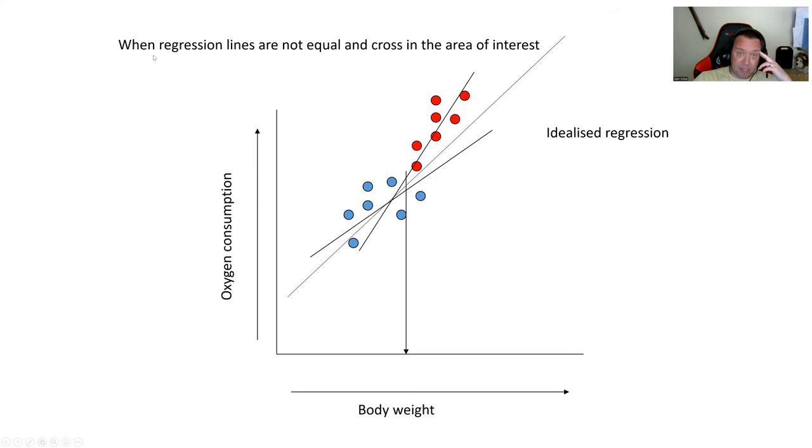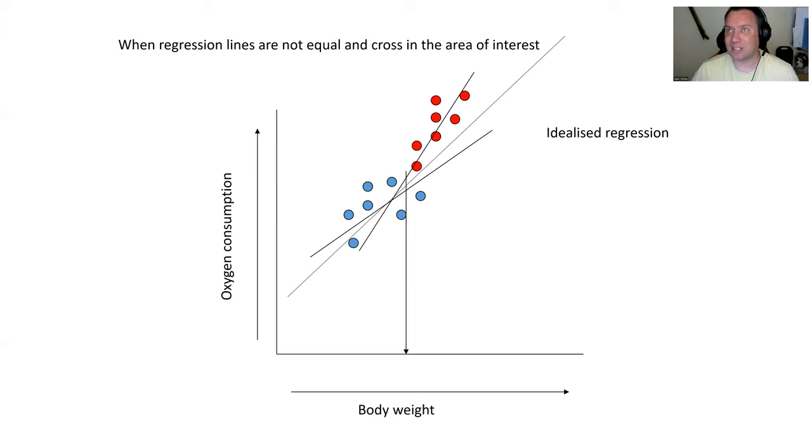Now, obviously, I've mentioned already that you can have a problem if the regression lines are not equal and they cross in the area of interest, because then your idealized regression line is really not that ideal. It's quite a long way from each of them. And that means that the relationship between the body weight and your variable of interest, energy expenditure, oxygen consumption, is different. And if it's different, that's a problem, because we are not looking at the same thing. And you'll see an actual real world example of this.